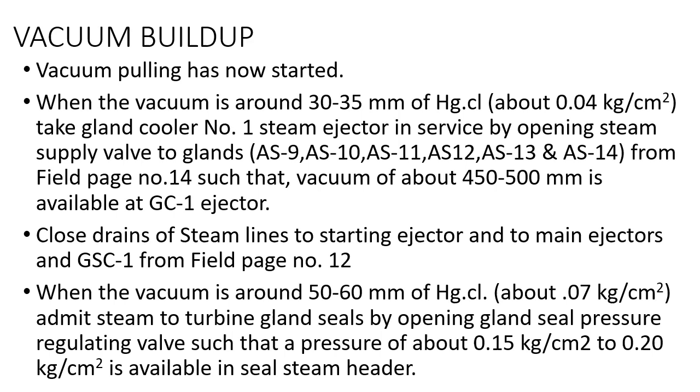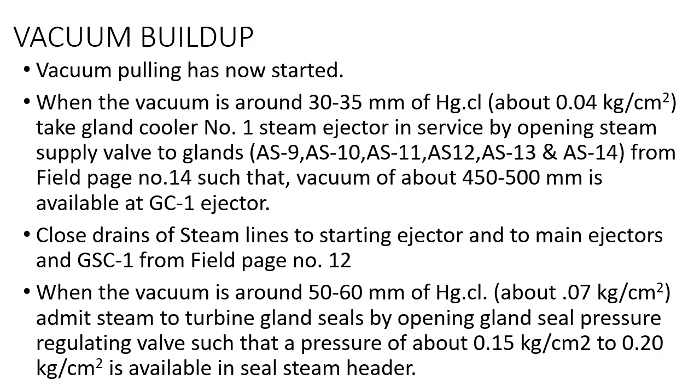Now close the drains of the steam lines to starting ejector and to main ejectors and GC1 from field page number 12. Now when the vacuum is around 50 to 60 mm of mercury, about 0.07 kg per square centimeter, admit steam to turbine gland seals by opening the gland seal pressure regulating valve such that a pressure of 0.15 kg per square centimeter to 0.20 kg per square centimeter is available at the seals.